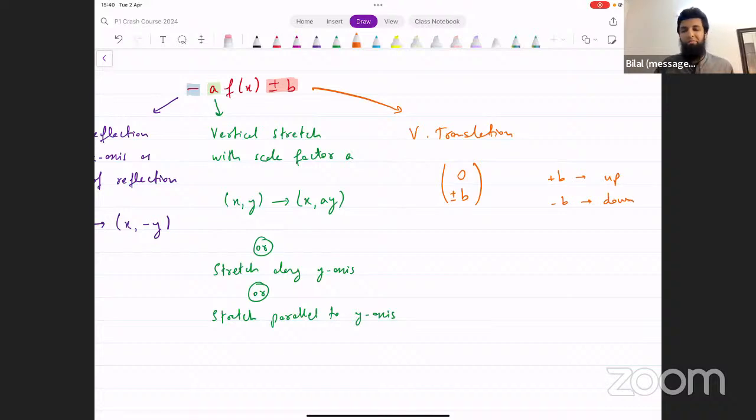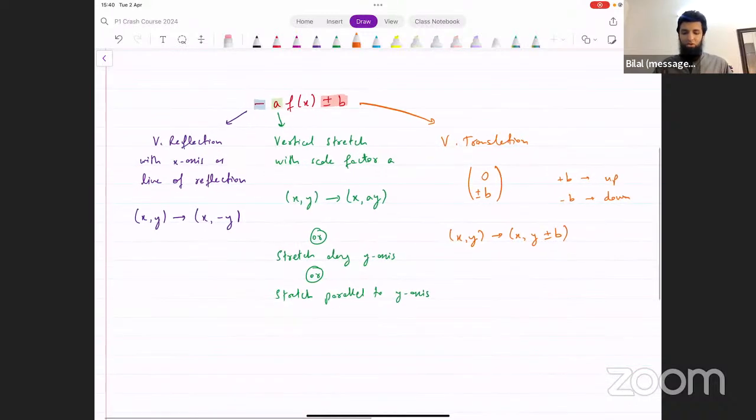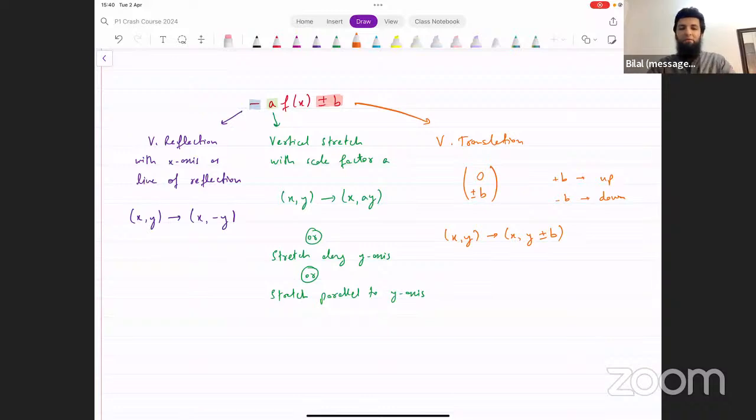Is that okay? And in this case, if you had x, y coordinates, what happens to them? The x coordinate remains the same. And the y coordinate, you have b added or subtracted depending on whatever that number is. This is what the coordinates end up being. So this is the summary of the vertical transformations that we have.